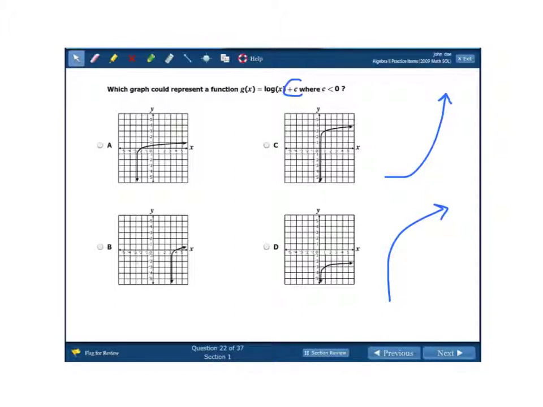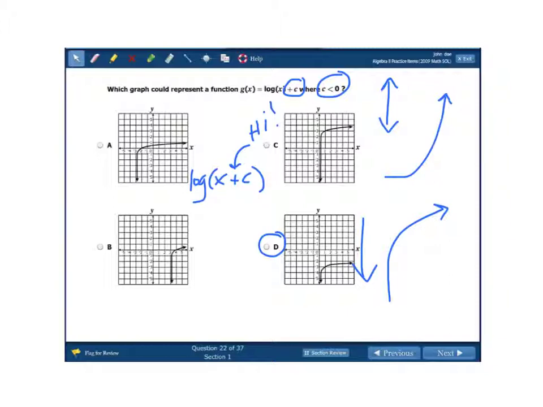Now, what would the plus C on the outside do? It would be a vertical shift. And in this case, if C is less than 0, we're adding a negative, it would be a vertical shift down, and your answer is D. To get a horizontal shift, you'd see the added or subtracted number inside the parentheses. That's a horizontal shift.